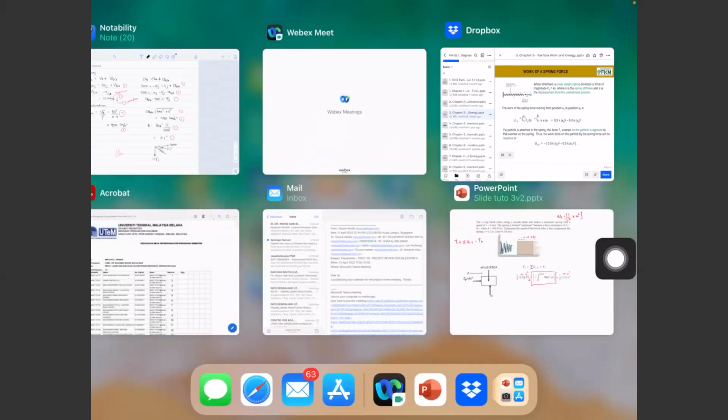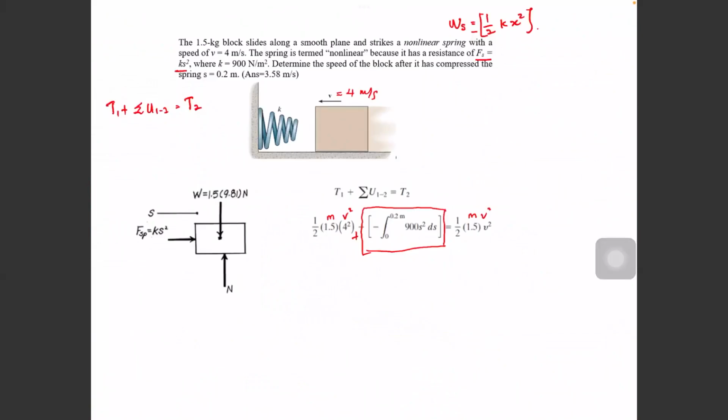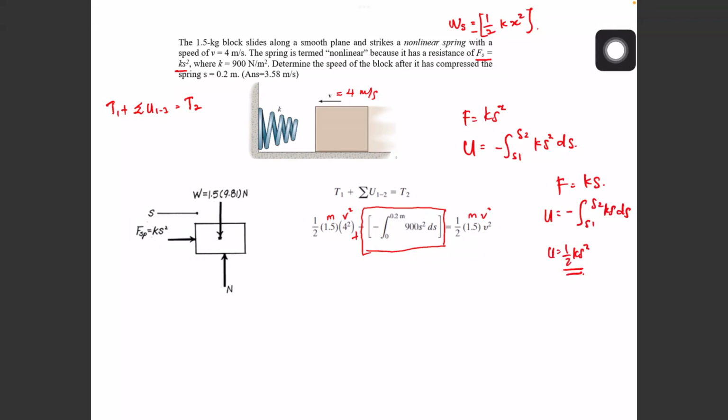But for a spring that is not linear, where Fs equals Ks squared, we have to start from the beginning and integrate: U equals the integration from s1 to s2 of Ks squared ds. If your spring is linear, F is just Ks, and you integrate as usual to get half Ks squared, which is what we normally use.